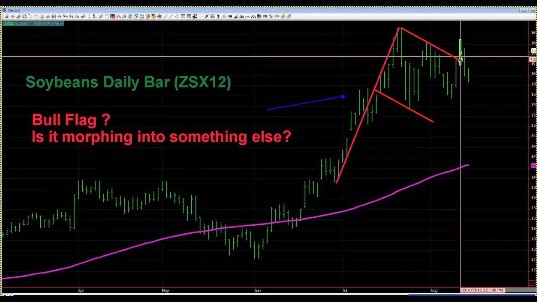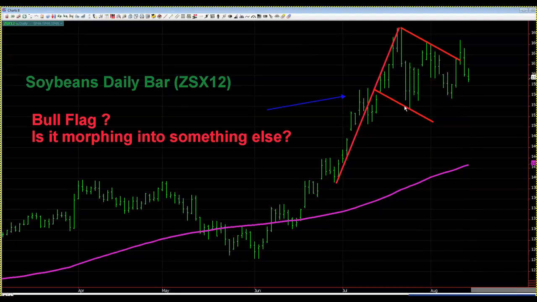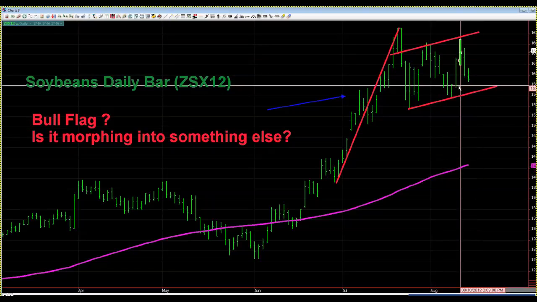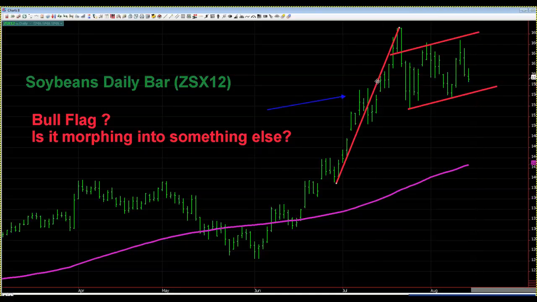But you look at the beans, and they broke out for one day and have failed and came right back down. Is it a bull flag, or is it morphing into something different? Maybe it's simply just a channel forming right here, and it's just treading some water right now, or marking time till the next fundamental comes out. Because quite frankly, this chart's not all that bearish. It's not so top looking. It very well may be a top.